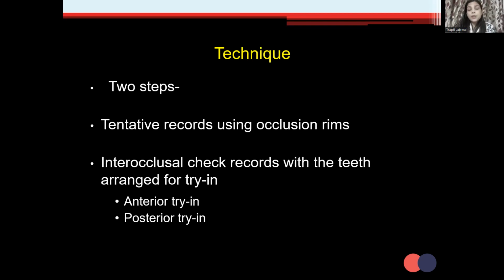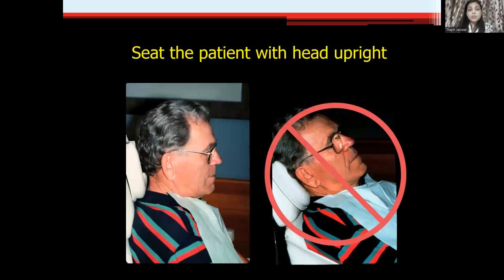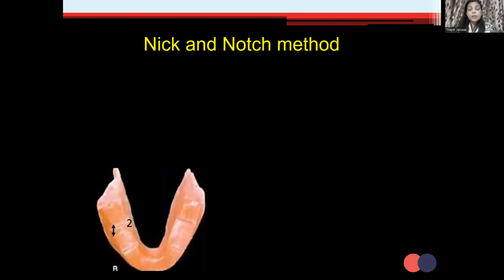What is the technique for intraocclusal check record? It's a physiological technique. In this, first we will determine the tentative jaw relation using the occlusal rims. After determining the tentative jaw relation and mounting the cast in the same relationship with the teeth arranged, we will make the intraocclusal check records. Intraocclusal check records are made like during the try-in procedure.